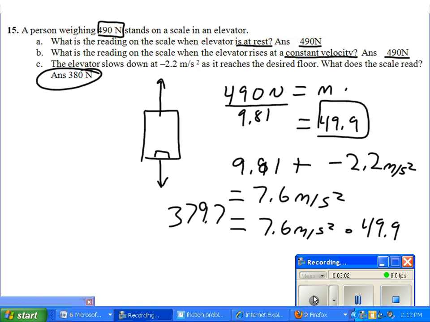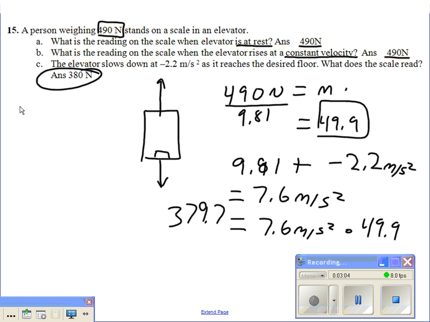The other way to solve this problem is to take the 490 newtons and add whatever force is being created by the falling elevator. So what I would do is take the 2.2, that's a negative 2.2 meters per second squared, and multiply it times 49.9.